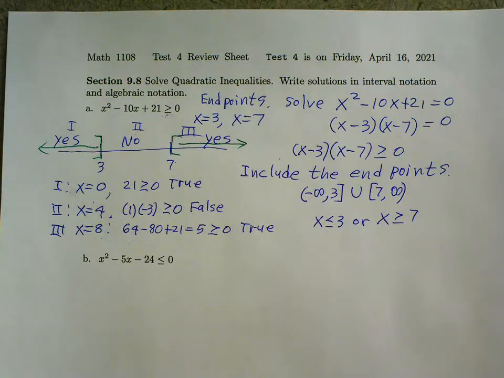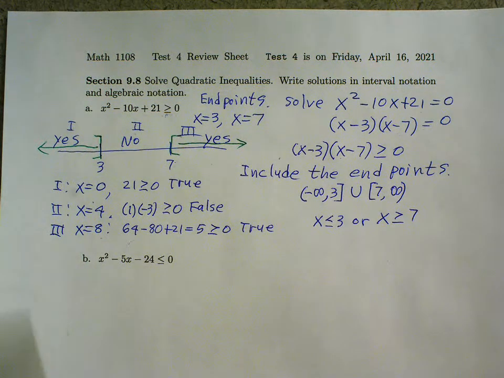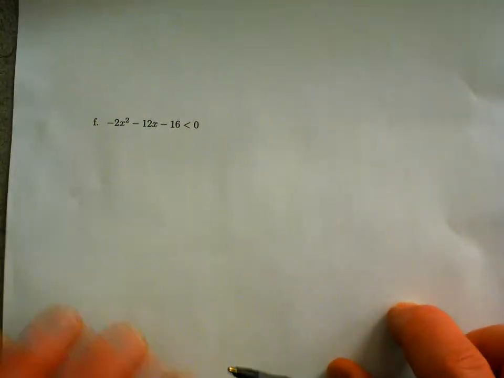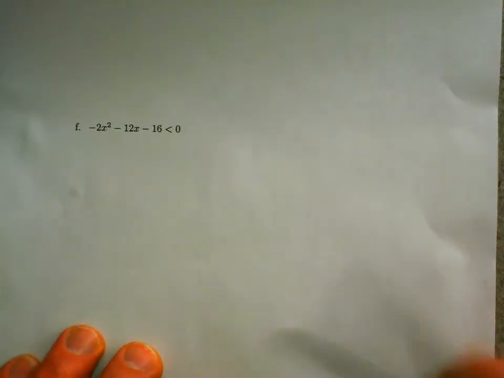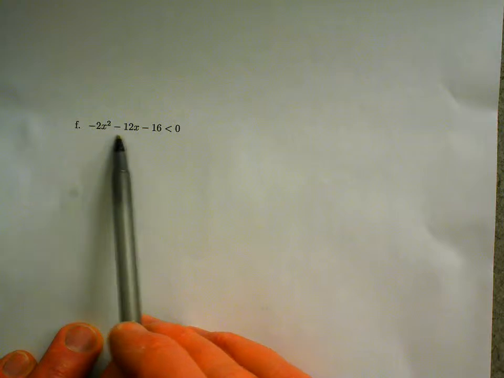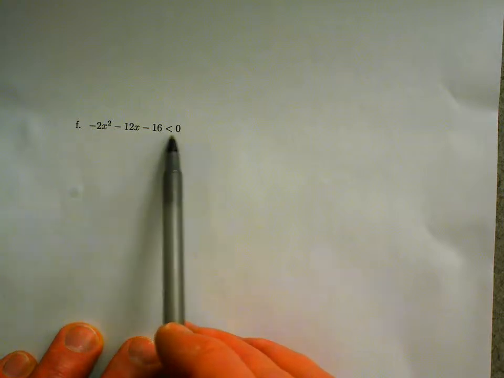Okay, on the next page, let's do the last one, part F. So on this one, solve this inequality. Negative 2x squared minus 12x minus 16 is less than 0.